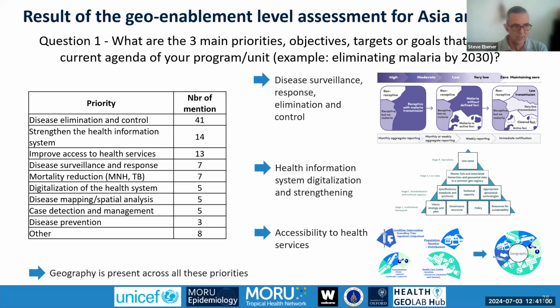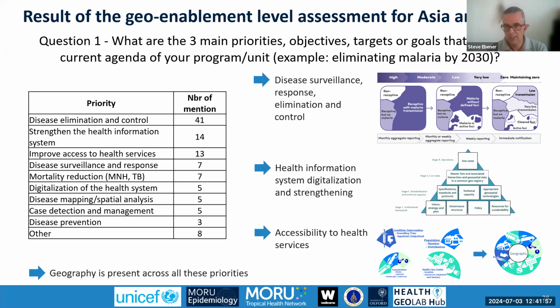priorities according to the classification you see here. This could have been grouped differently potentially, but I tried to reflect really what was expressed by the respondents. And as you can see here, and as we could anticipate, of course, the priorities at the top of the list are related to malaria elimination and control, including surveillance and response, to the strengthening of the health information system, and also to maternal and newborn health.